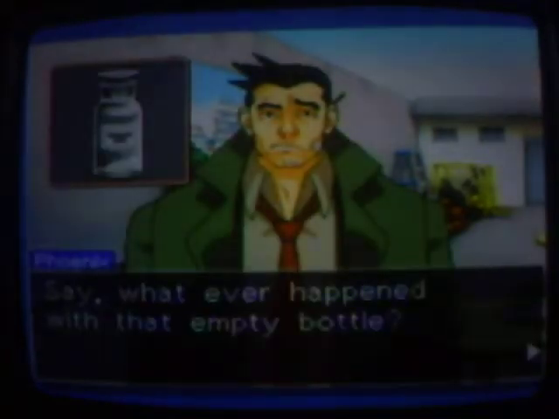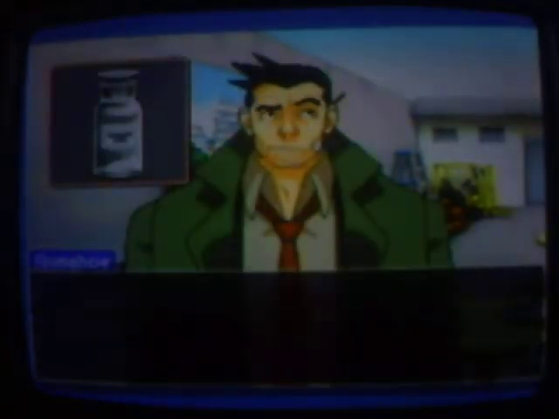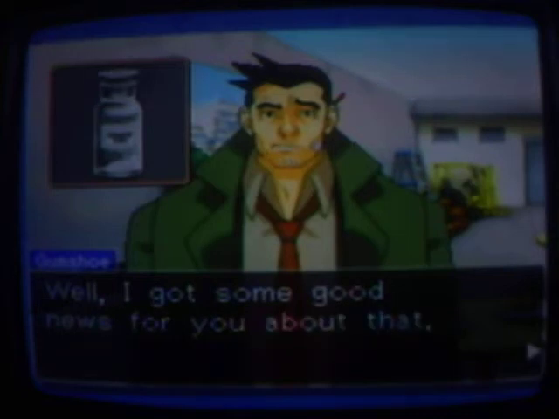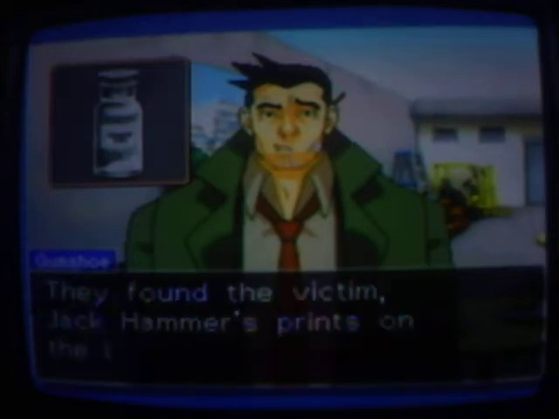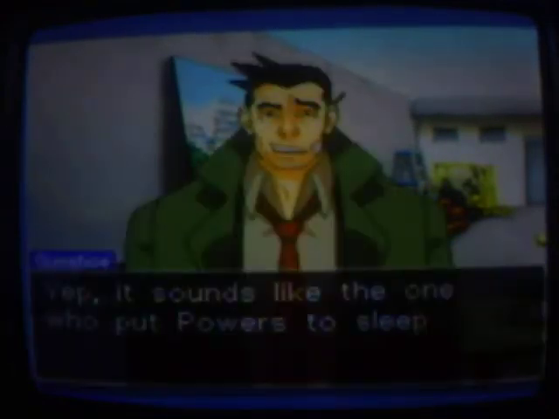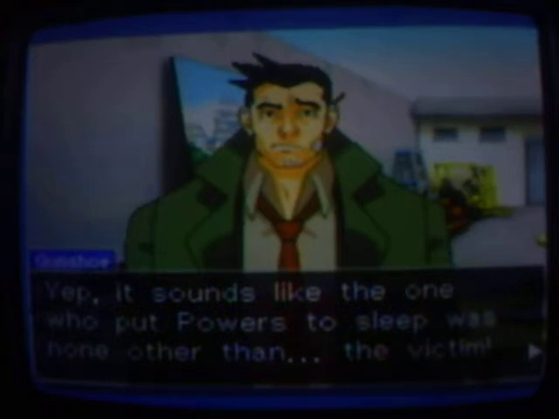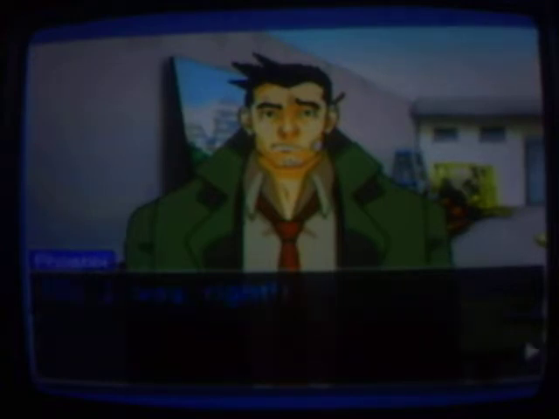Say, whatever happened to that empty bottle? Oh, the bottle of sleeping pills? Well, I got some good news for you about that. They found the victim Jackhammer's print on the bottle. So that means, yep, it sounds like the one who put Powers to sleep was none other than the victim. So, I was right.